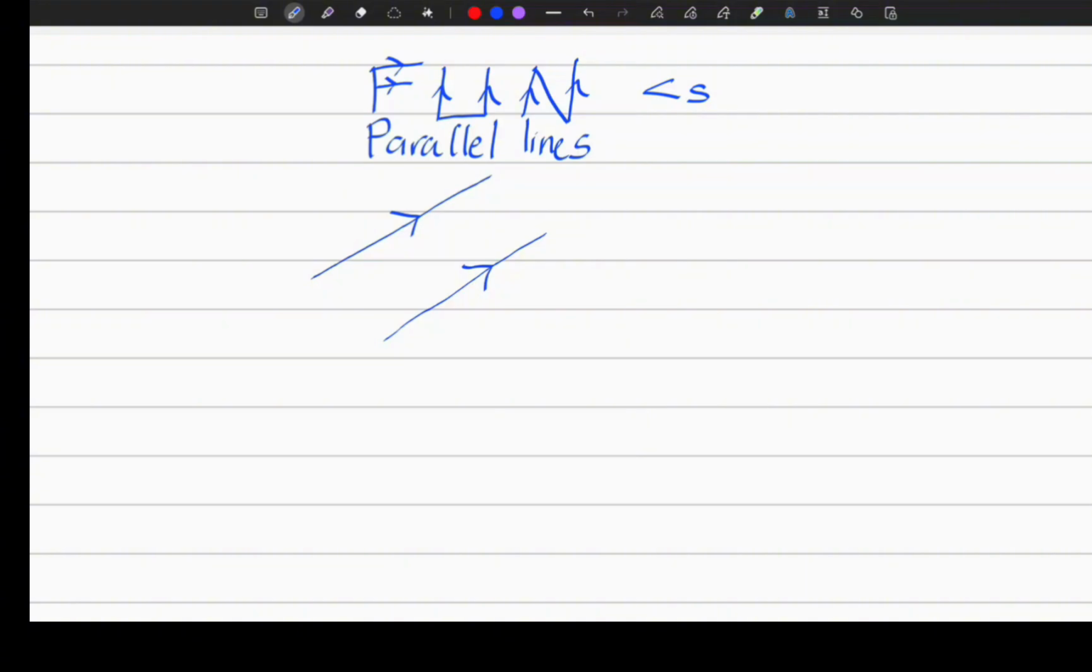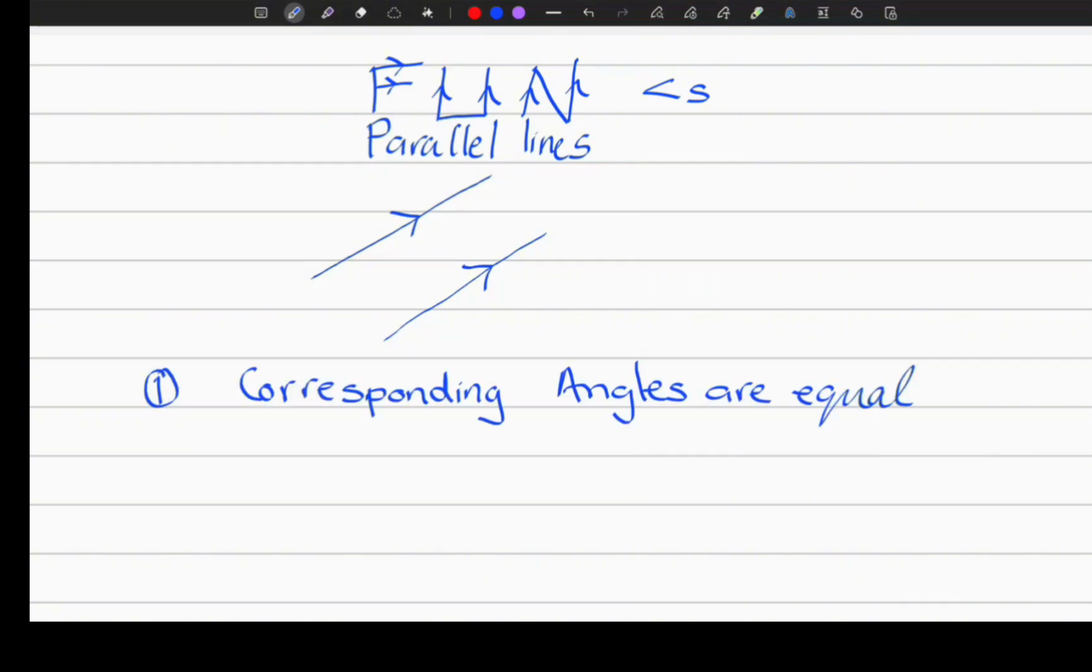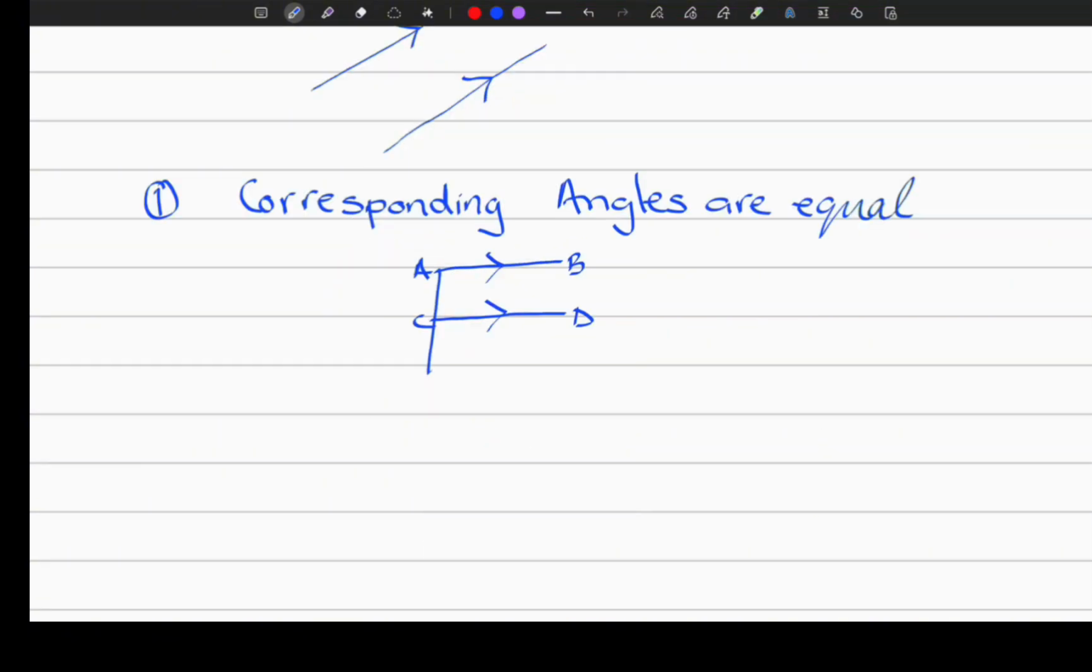The first theorem that we're going to talk about, which deals with fan angles, is corresponding angles are equal. And when you think of corresponding angles, I want you to think of the letter F. In this diagram, AB and CD are parallel lines, and this is how we write it down. The position of the angles, which are said to be corresponding, are here and there. Those two angles are equal.